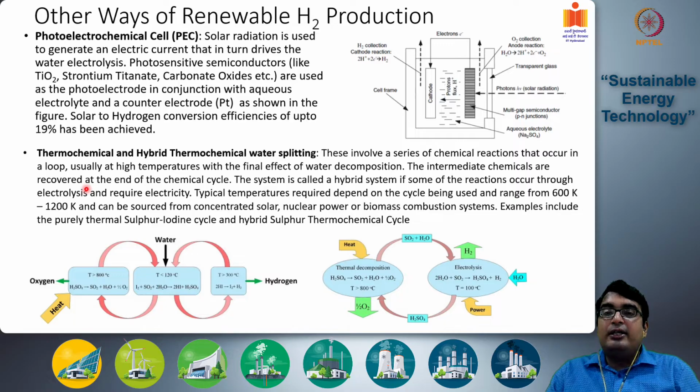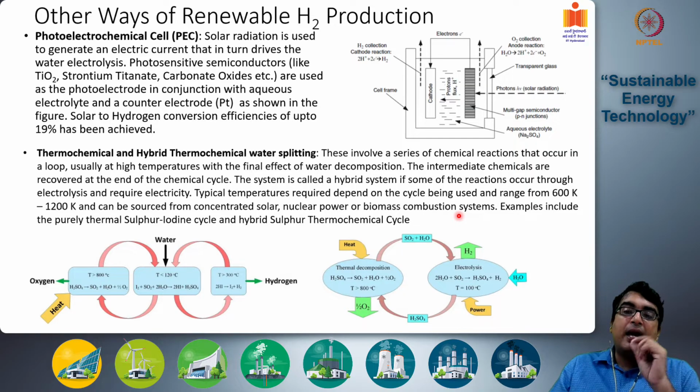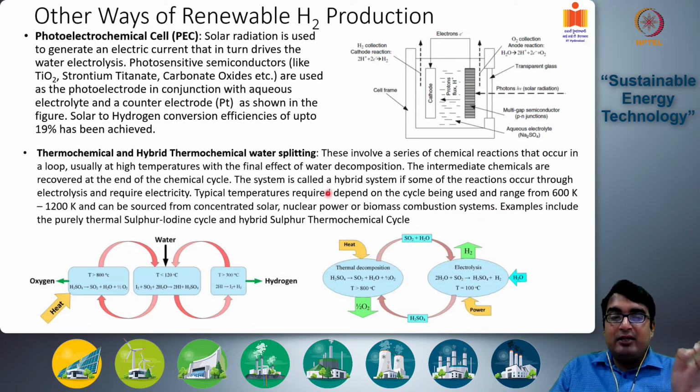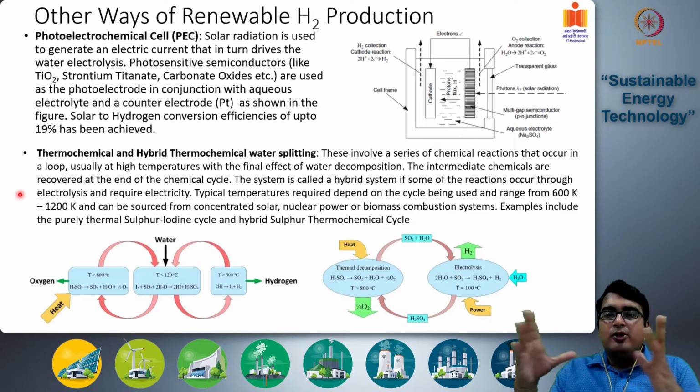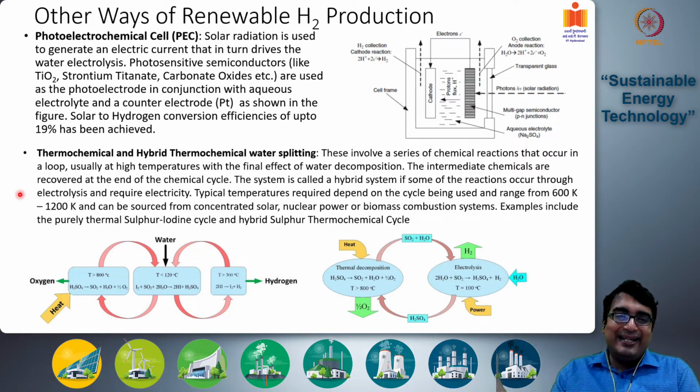The system is called a hybrid system if some of the reactions occur through electrolysis and require electricity, as we discussed. Typical temperatures required depend on the cycle being used and range from 600 kelvins to 1200 kelvins, so approximately 300 degrees centigrade to around 900 degrees centigrade.